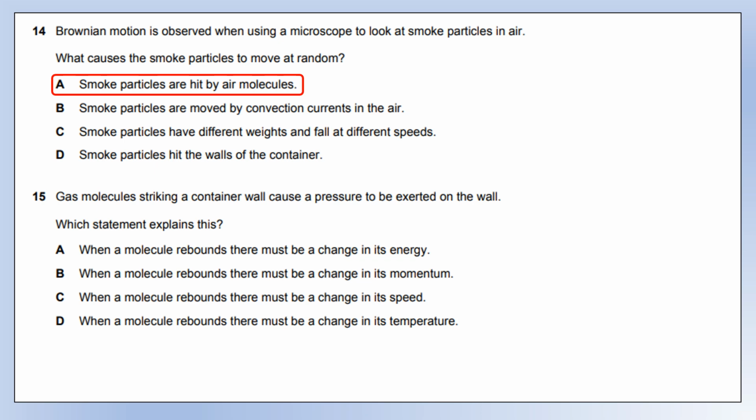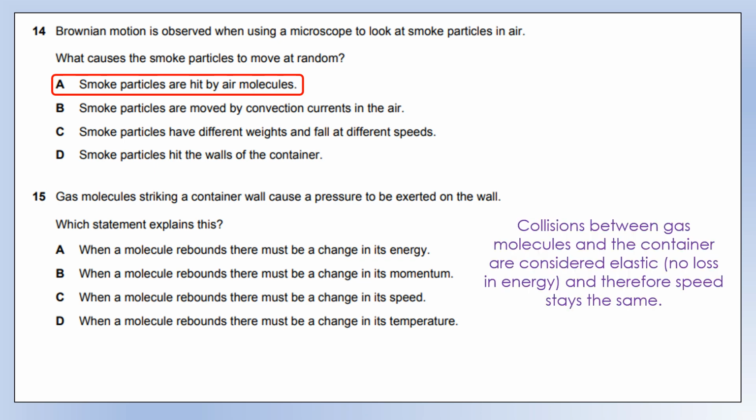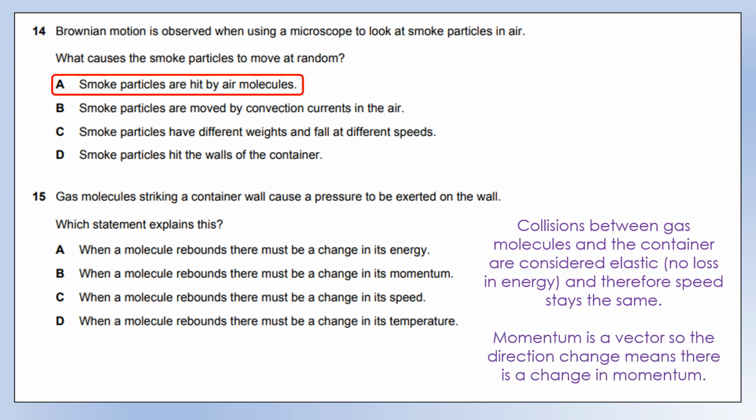So gas molecules striking a container wall cause a pressure to be exerted on the wall. Which statement explains this? Okay, so collisions between gas molecules and the container are considered to be elastic collisions, which means there's no loss in energy for the gas molecule during the collision, and therefore their speed stays exactly the same. But momentum is a vector, so the direction change means there is a change in momentum. So even though the speed's still the same, momentum has changed.